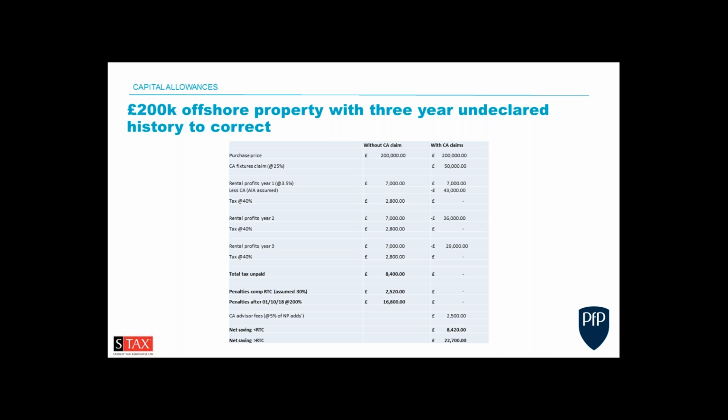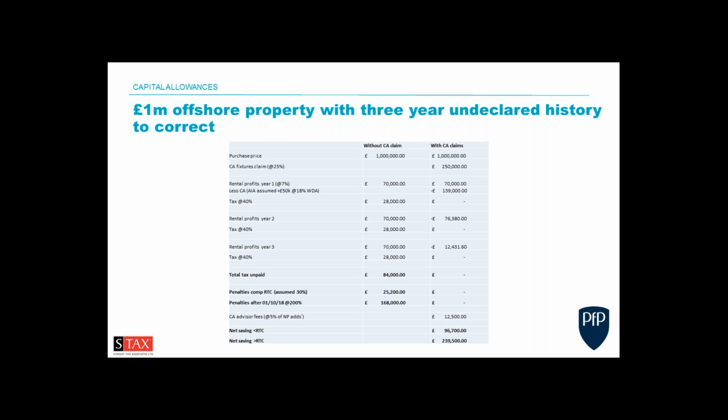If we go and make the same percentage claim and so on, you end up with a large loss to carry forwards. So the net savings are either pushing on 8.5 or pushing on £23,000 on what is a relatively small and low profit furnished holiday let that's out there. So the numbers are still pretty chunky, even at the bottom end of the marketplace.